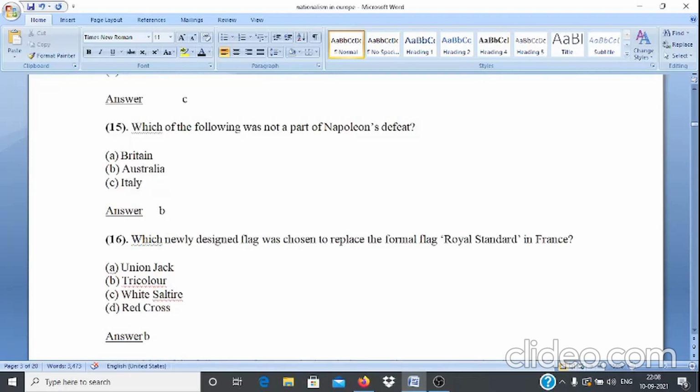Question number 15. Which of the following was not a part of Napoleon's defeat? Options are A. Britain, B. Australia, C. Italy, and answer is B, that is Australia.